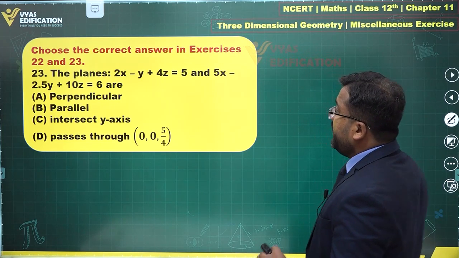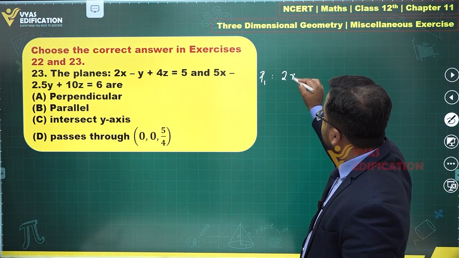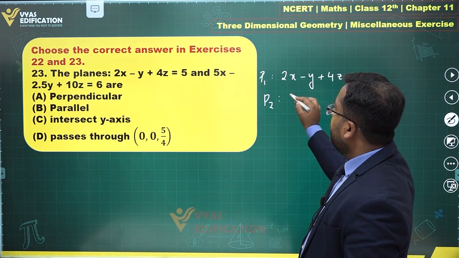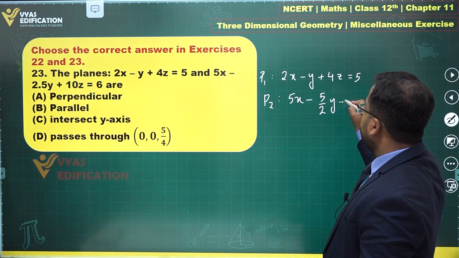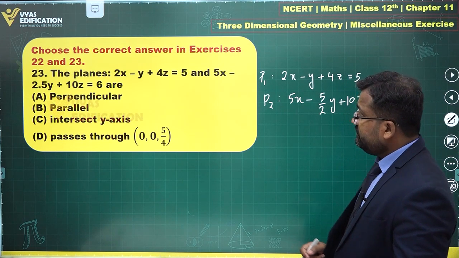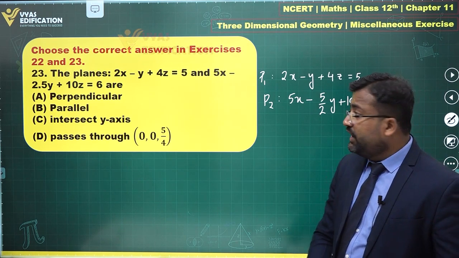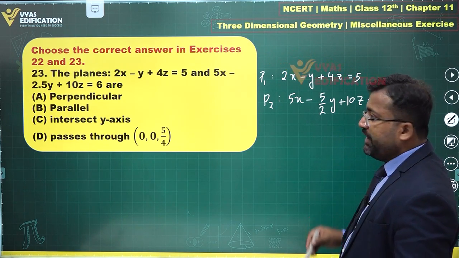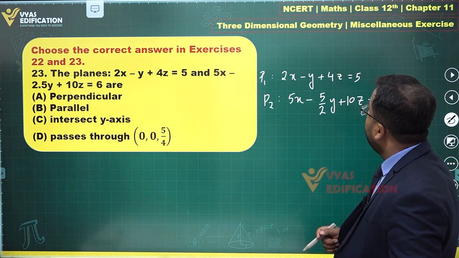Question number 23 says the planes this and this are, okay, the planes P1, let's note P1, 2x minus y plus 4z equals 5, P2 as 5x minus 5 by 2 y plus 10z equals 6. This is what is given, right? And whether the planes are parallel, perpendicular, intersect the y-axis, or pass through this particular point, which of these is correct? So if you observe carefully, these are not perpendicular, right? Perpendicular is not possible. A1 A2 plus B1 B2 plus C1 C2 are all positive, right?